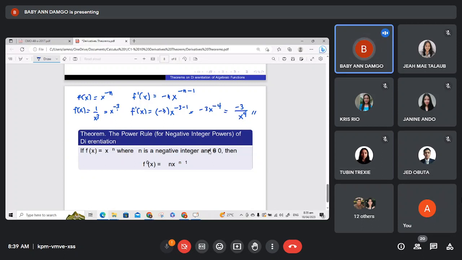Okay, let us try. If you have f of x which is equal to 3 over x to the fifth, I will give you 3 minutes to solve this and find the derivative. So, we will come back at 8:42.